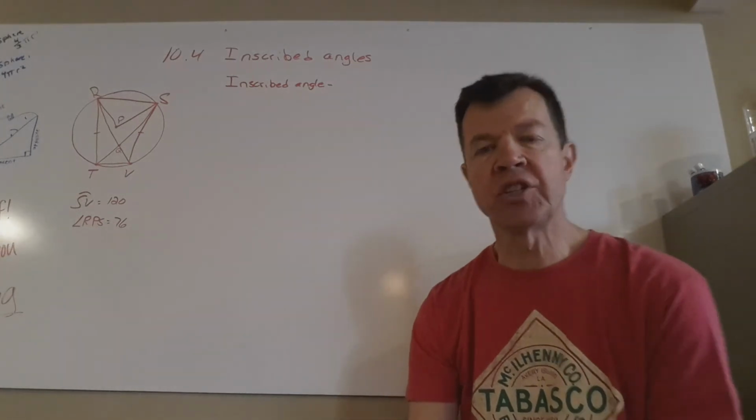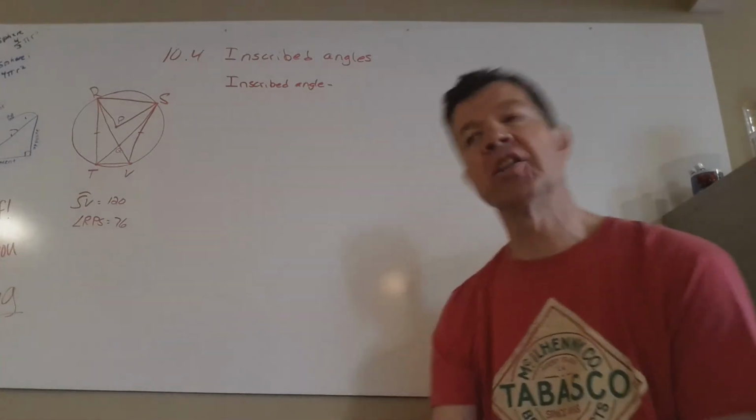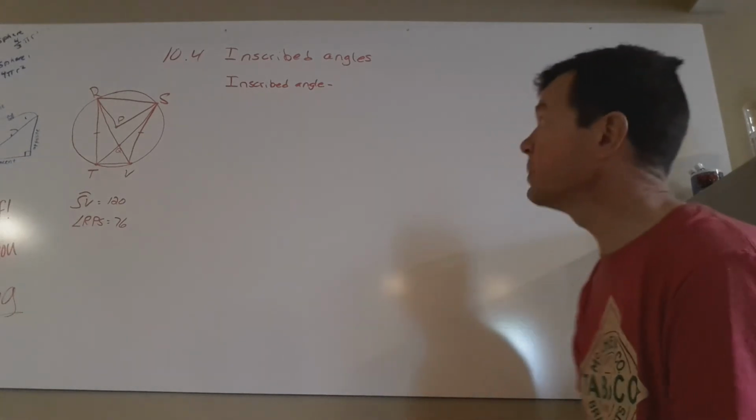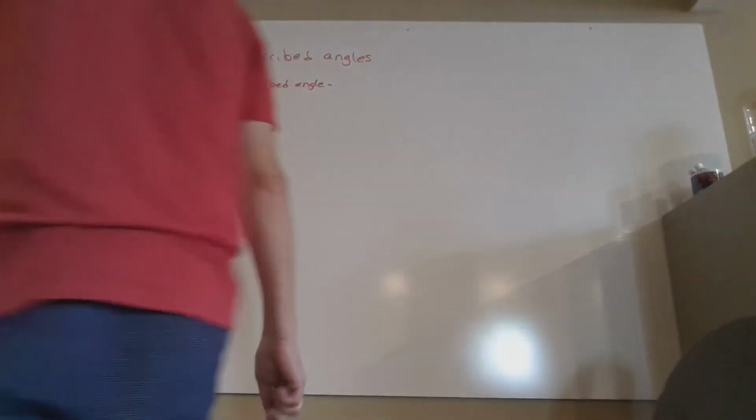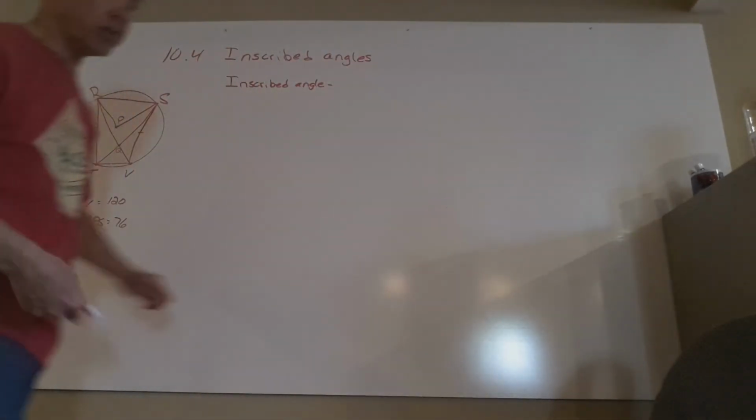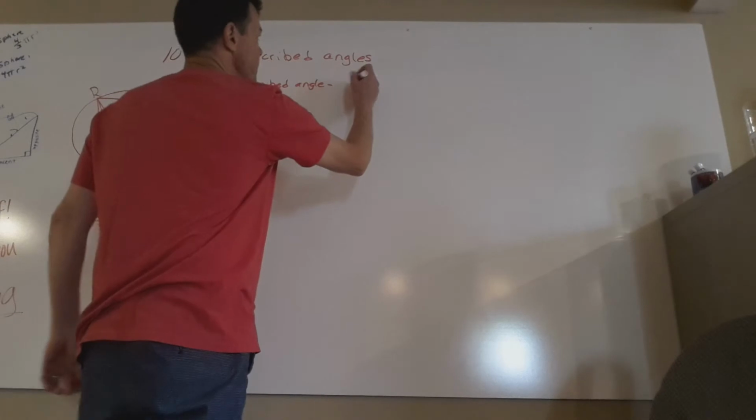Okay, here we are in section 10.4. It's the last section that we are doing for the year in geometry class, and it's inscribed angles. An inscribed angle is just an angle whose vertex is on the circle.